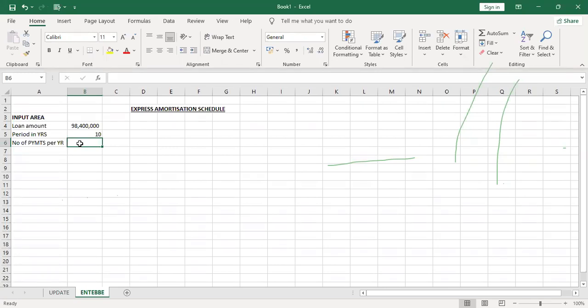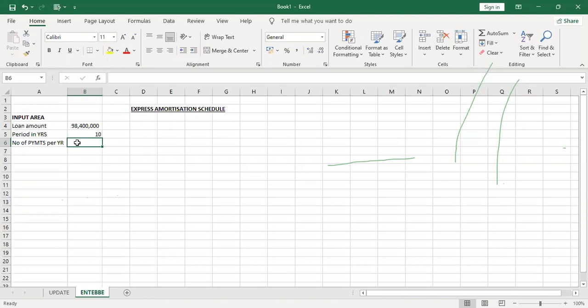So if it is the government or company's policy to discount quarterly, what will be the number of payments per year? That would be four. If it is the banker's policy to discount monthly, those are how many payments per year? 12 payments per year. So that is the most challenging part about loan amortization, knowing the number of payments per year.